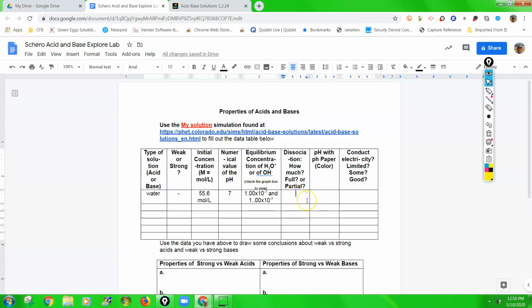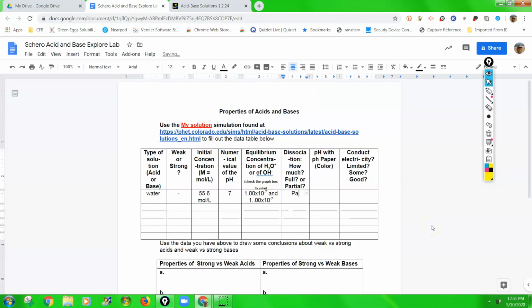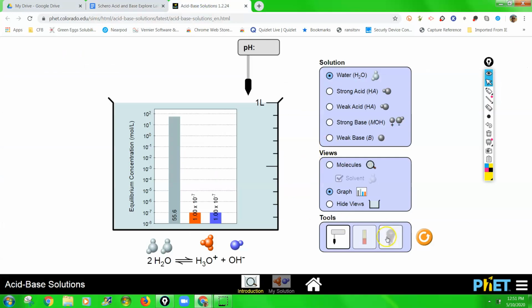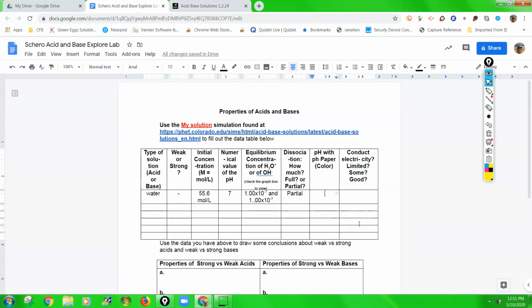How much dissociation? Because there's so little dissociated, let's go back and look at the picture. So little dissociated, we would call that partial dissociation. And pH color of the pH paper, let's go back and look at that again. Let's get our pH paper. The pH paper of this was yellow. And we are going to type in yellow. And we also already did the numerical value of the pH.